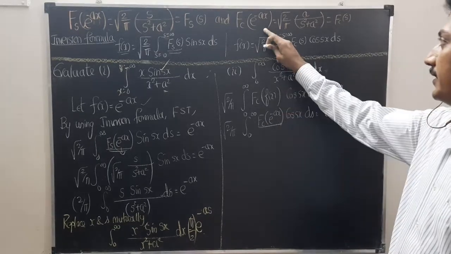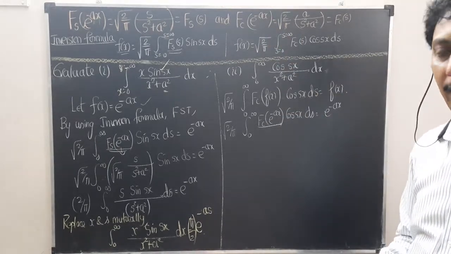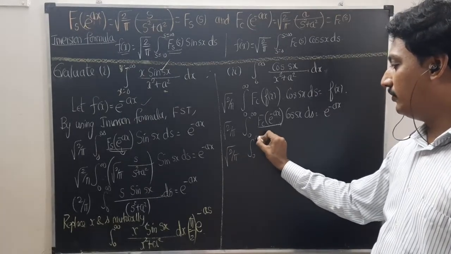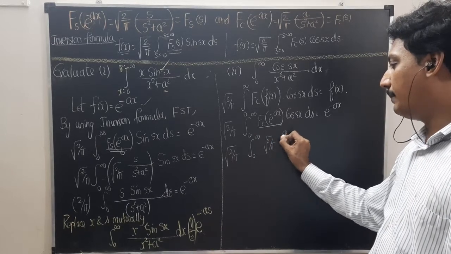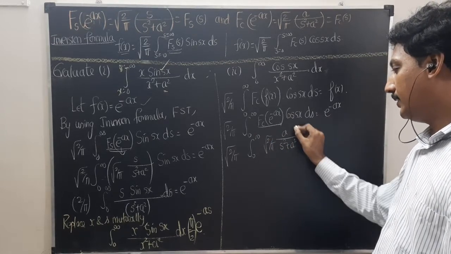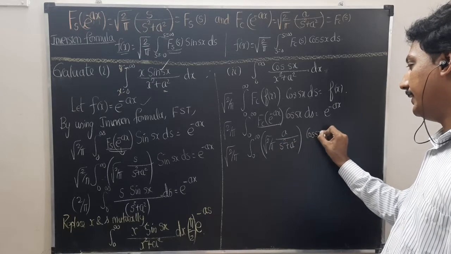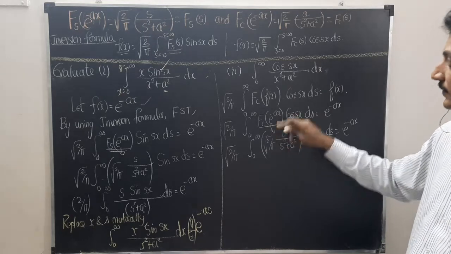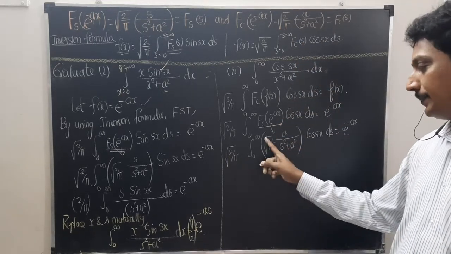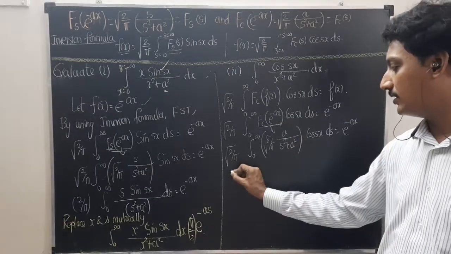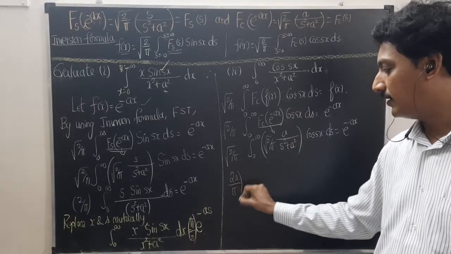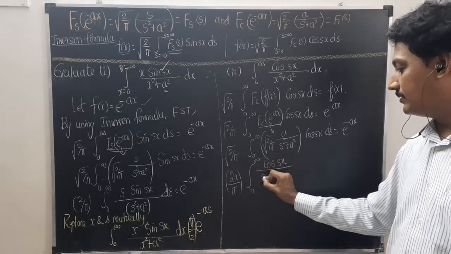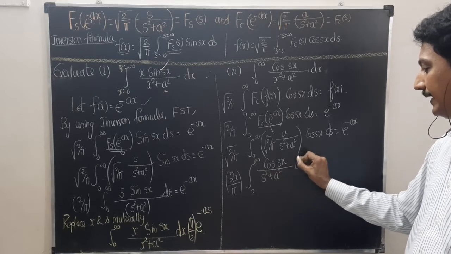Already we know the Fourier cosine transform of e to the power minus ax is root 2 by pi a by s squared plus a squared. So can I substitute here? We get root 2 by pi integral 0 to infinity root 2 by pi a by s squared plus a squared into cos sx ds is equal to e to the power minus ax. Root 2 by pi times root 2 by pi is a constant, 2 by pi, and a is also a constant, so 2a by pi comes outside. The balance is integral 0 to infinity cos sx by s squared plus a squared ds is equal to e to the power minus ax.